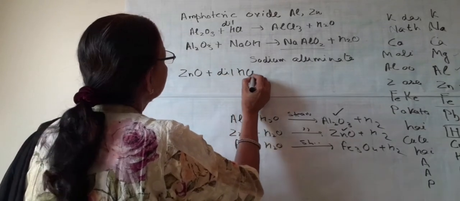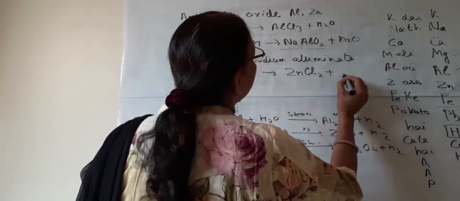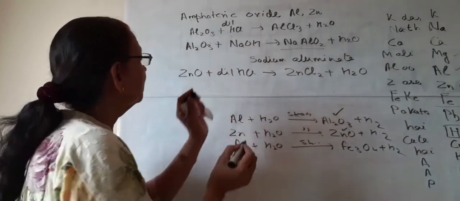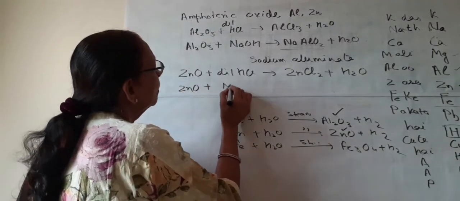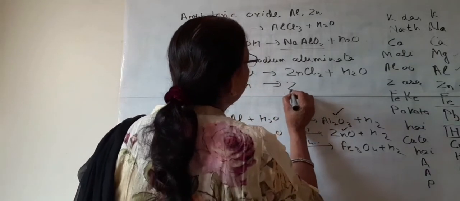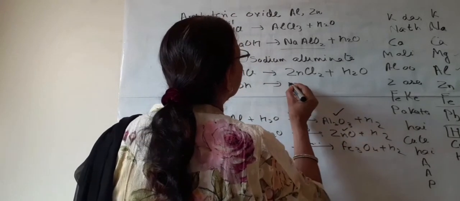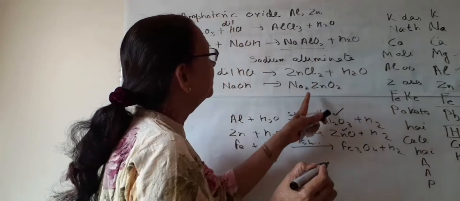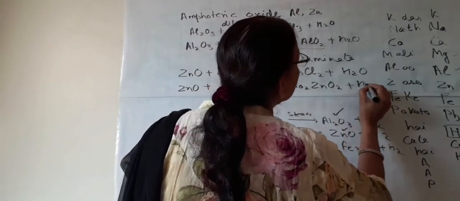Zinc oxide with dilute HCl will form ZnCl2 plus H2O, zinc chloride. You balance the equations by yourselves. Now this is with HCl. This oxide can also react with a base or alkali. What will be formed? Na2ZnO2 plus H2O. The formula is different here, it is Na2ZnO2.